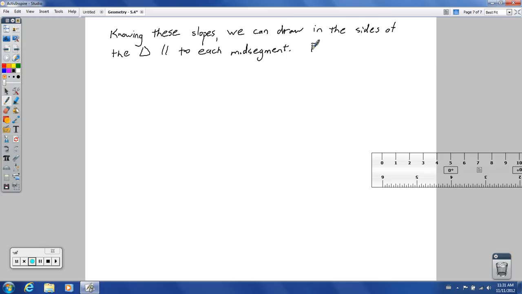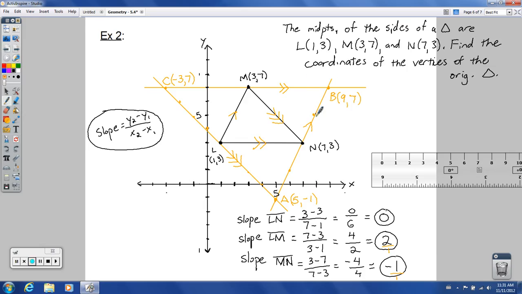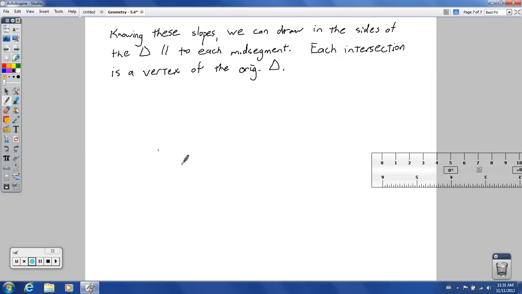And each intersection is a vertex of the original triangle. What I meant by that was right here, where they crossed, that was a vertex, where they crossed over here, and where they crossed over here. So those three things were vertices of the original triangle.